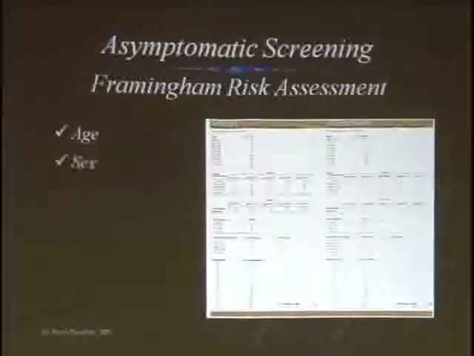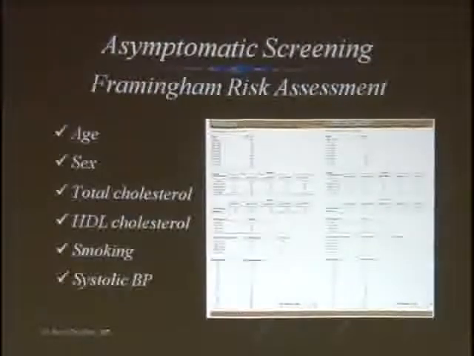Okay, now, here's where you need to wake up. How many of you guys use the Framingham risk calculator every single day in your practice?